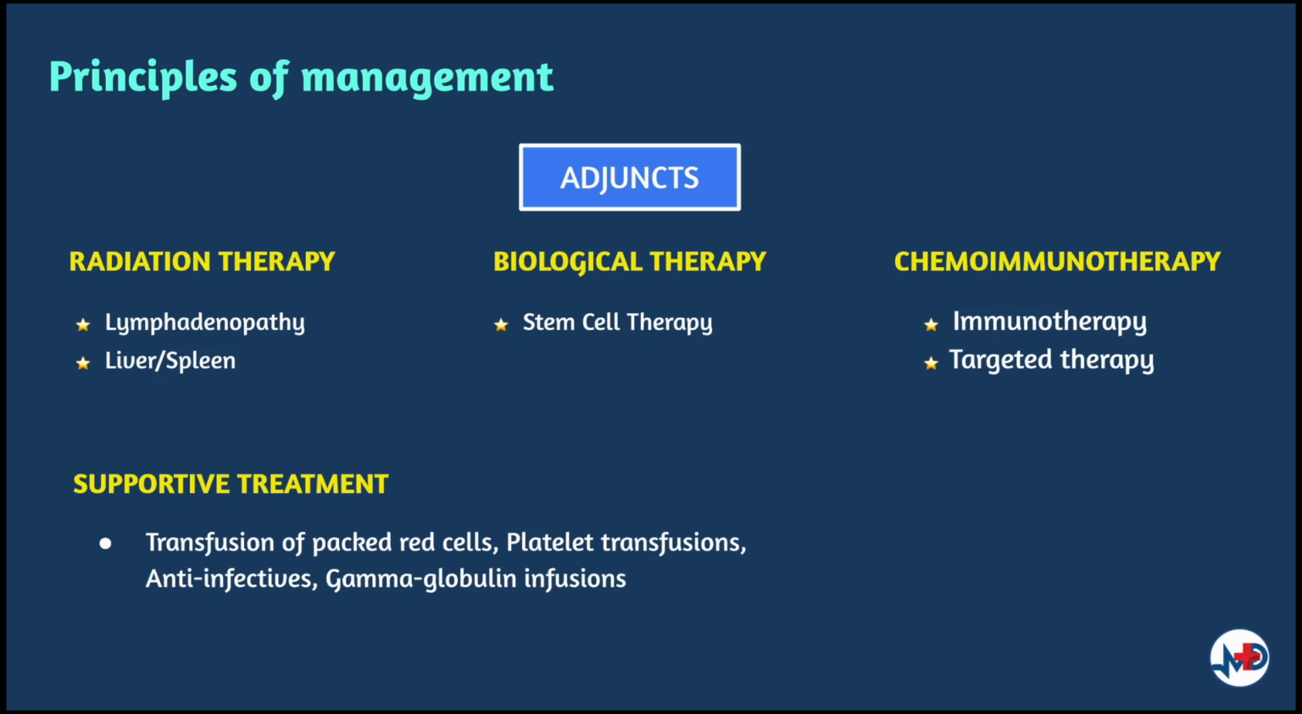Chemoimmunotherapy aims to induce durable remissions and prolong survival as well as relieve symptoms. Immunotherapies such as rituximab have been shown to improve survival and remission rates, particularly when used as an adjunct to chemotherapy. Targeted therapies such as ibrutinib are the most recent addition to therapy of CLL, and this is particularly useful in patients with poor prognosis, especially those with relapsed or refractory disease. Supportive therapy is offered as needed.